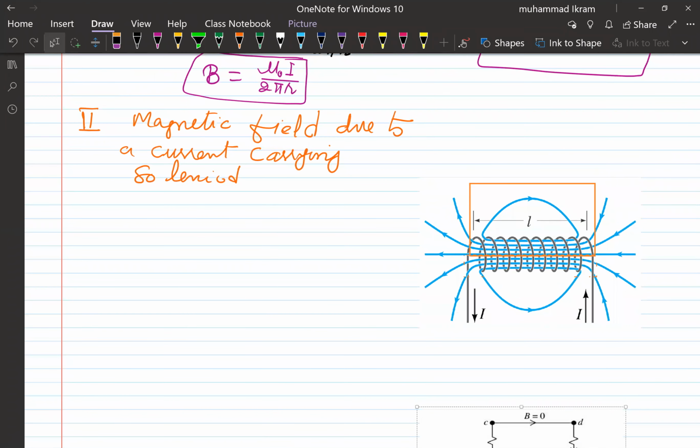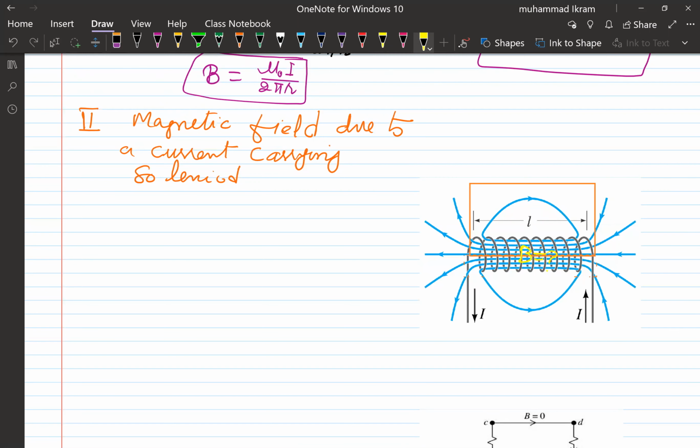Now we want to calculate the magnetic field B at the center of the solenoid. So now you see the lines are straight and parallel inside, at the center of the solenoid, so it means that the magnetic field is much stronger there.